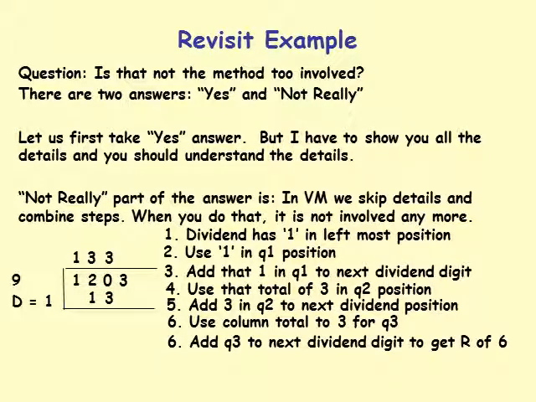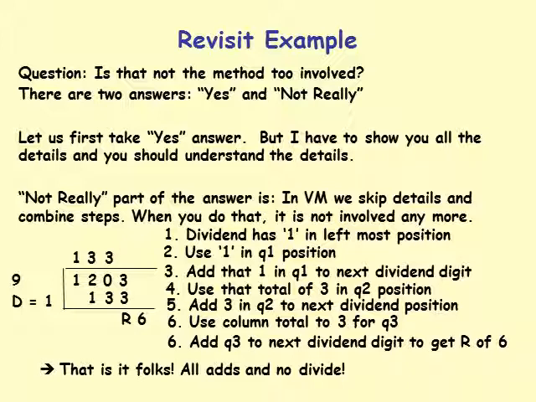Let's continue here. Add the Q3, this 3 here, to the next dividend digit. So we added 3 plus 3, and that gives me a remainder of 6. That means remainder of 6 here. So 1203 divided by 9 using the Nikhilam method is 133, remainder 6.